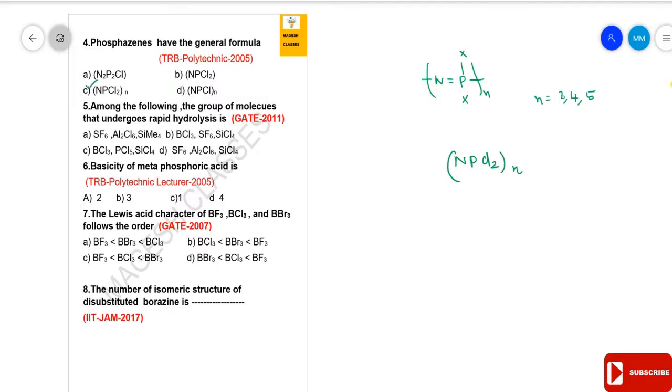Phosphazenes are used as a catalyst, and they are used in the preparation of silicones. Catalyst used in the preparation of silicones. So it's a direct question. Thus the question is solved.